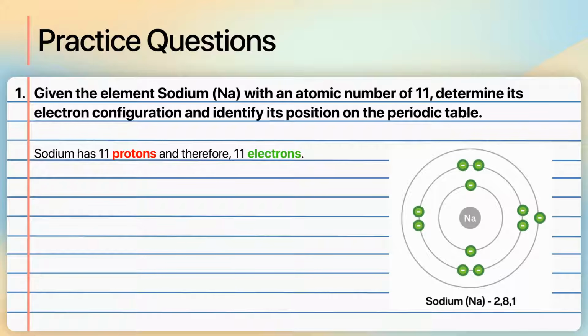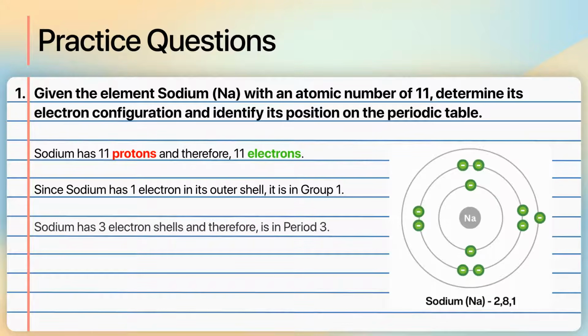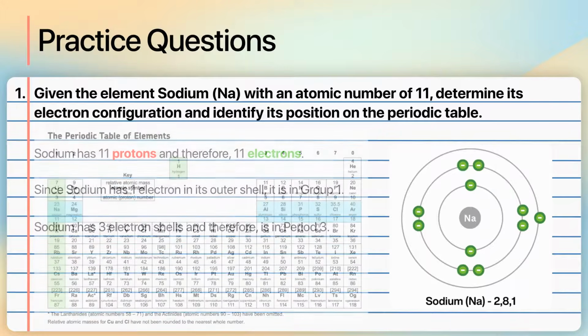Referring to the periodic table diagram, sodium is in group 1, as it has 1 electron in its outer shell, and period 3, as it has 3 electron shells. Let's see this on the periodic table.